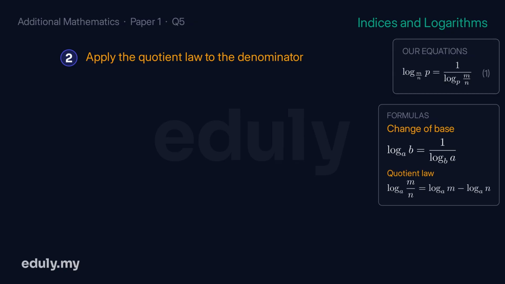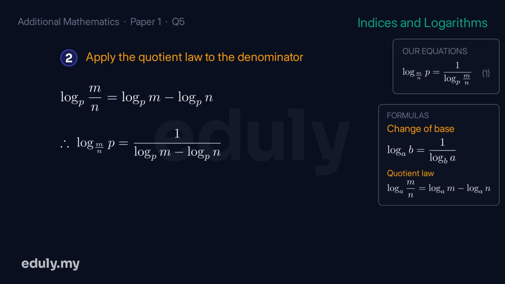Step 2. Now expand the log fraction in the denominator. The quotient law splits the log of a fraction into the log of the top minus the log of the bottom. Substituting that back into our expression from step 1, we now have log p of m and log p of n in the denominator.